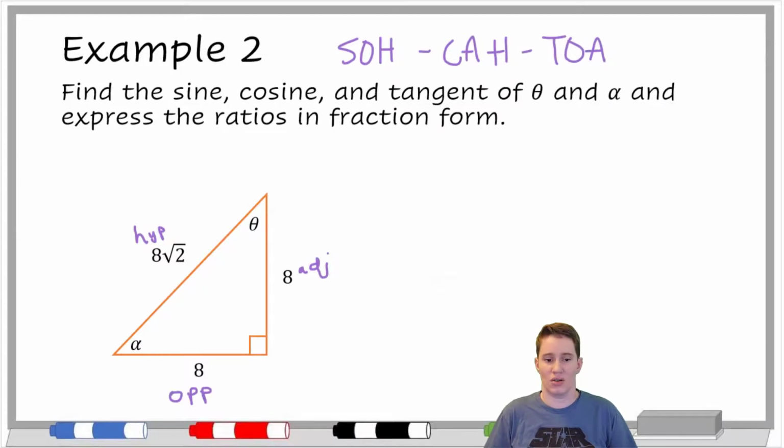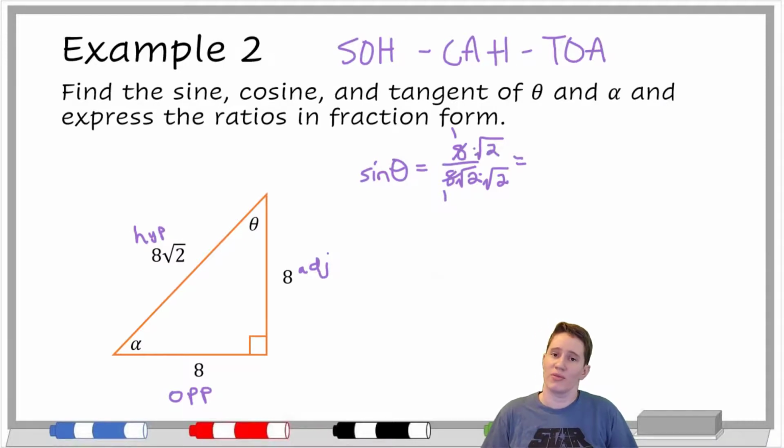And so then we want to figure out what sine of theta is. Opposite over hypotenuse. So from theta, the opposite side is 8 over the hypotenuse, 8 square roots of 2. 8 over 8 square roots of 2. Those 8s are going to cancel out so that we have 1 on top and 1 square root of 2 on bottom. And then we'll rationalize this by multiplying by the square root of 2 on top and bottom. So on top we have 1 times the square root of 2, which is just square root of 2. And on the bottom we have 1 times square root of 2 times square root of 2, which is just 2. So sine theta is square root of 2 over 2.